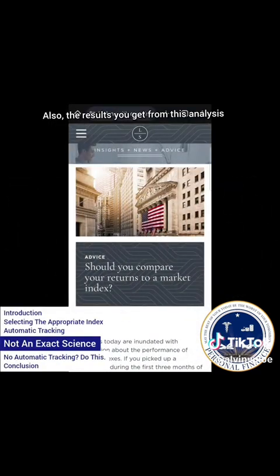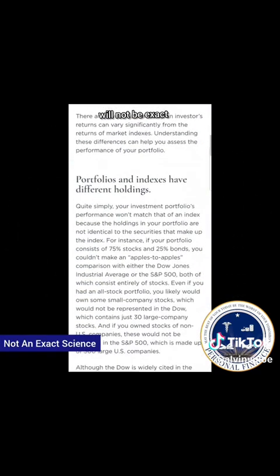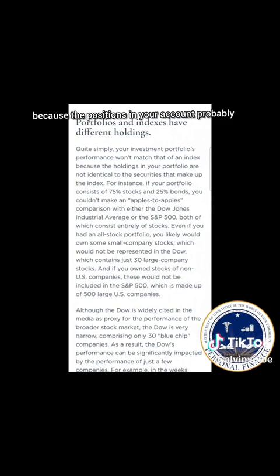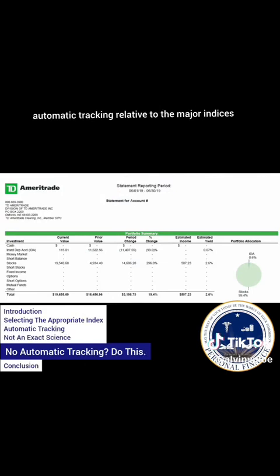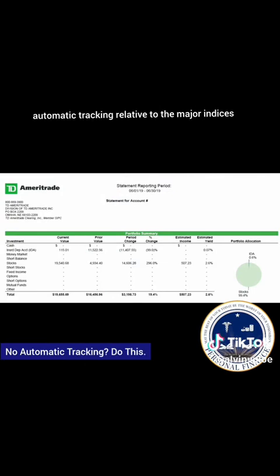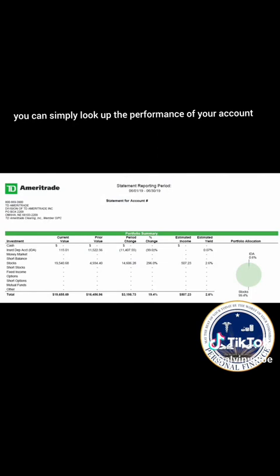Also, the results you get from this analysis will not be exact because the positions in your account probably do not duplicate exactly the benchmark you are using to compare your account's performance, but it should give you a useful approximation. And if your brokerage account does not provide automatic tracking relative to the major indices, you can simply look up the performance of your account, which all brokerages do provide through monthly account statements, then look up the performance of the benchmark security you chose and compare the two for different time periods.